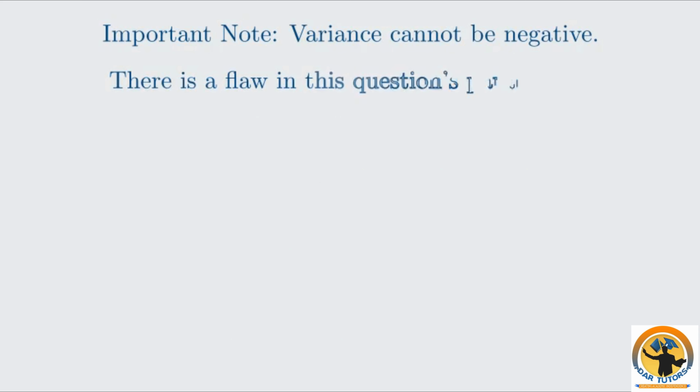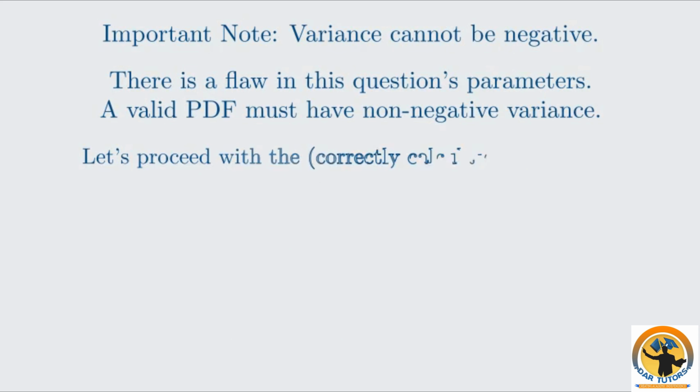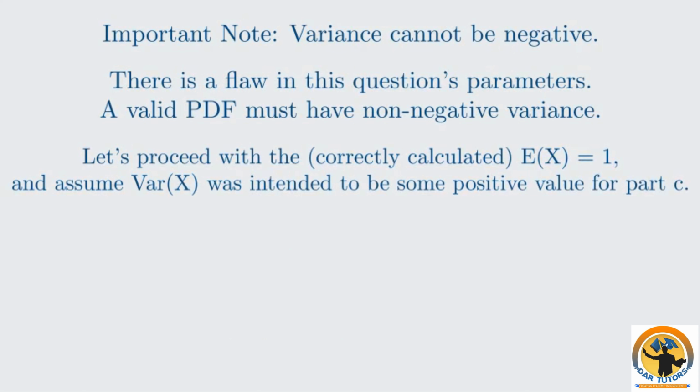Wait, we have a problem. The variance is negative, which is impossible. What went wrong? The issue is with the first condition for a PDF. If you look at the function f(x) equals 3/4 times (2x minus x squared), or f(x) equals 3/4 x(2 minus x), it is a parabola that is 0 at x equals 0 and x equals 2. It has its vertex at x equals 1, where it is positive.